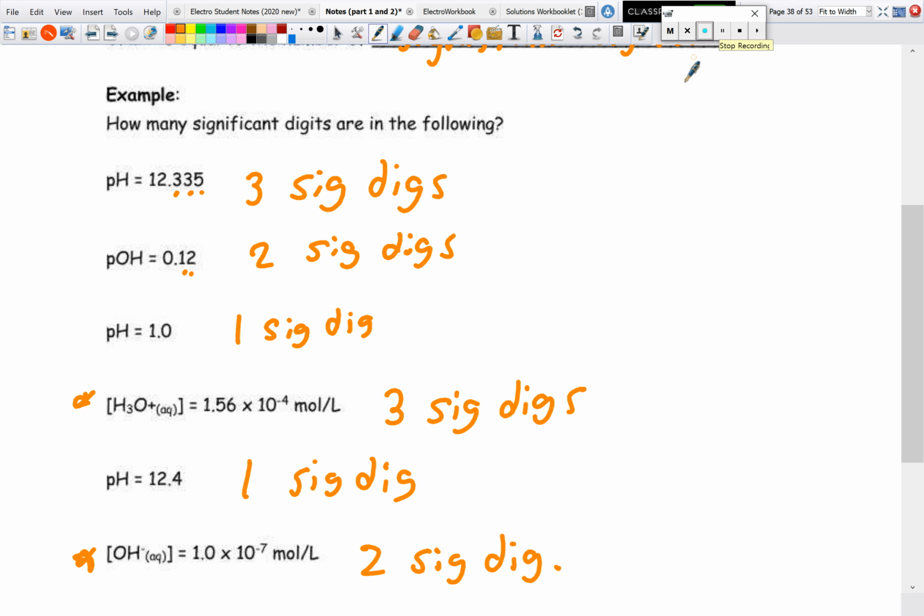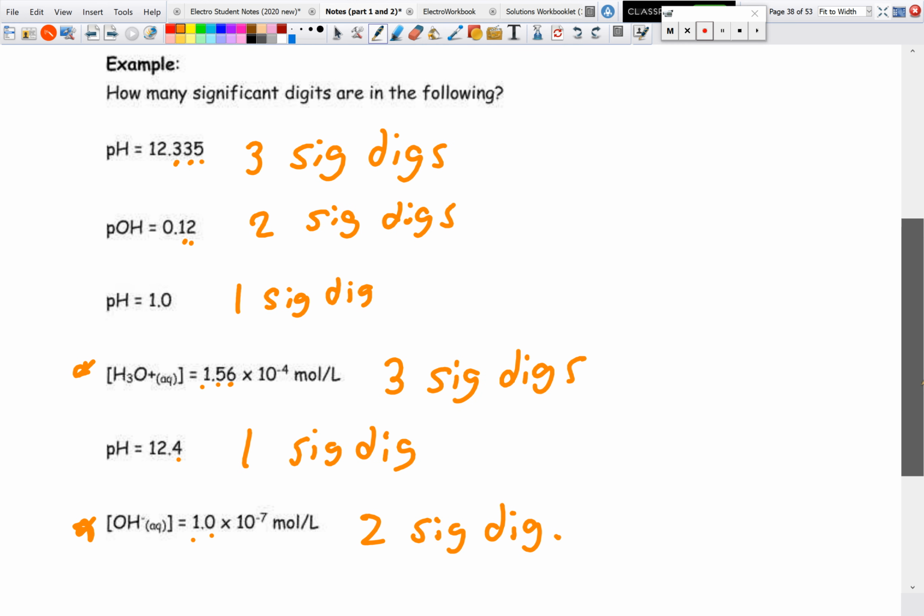And this is for all the other ones. So this right here, 1.0, it's pH, so 1 point after the decimal, so 1 significant digit. Hydronium ion concentration, we count it like normal, so there's 1, 2, 3, so hence 3 significant digits. pH 12.4, 1 point after the decimal, so 1 significant digit. And concentration of hydroxide, same thing, we have 1, 2. It's not how many points after the decimal, because this is a concentration, so we have 2 significant digits.